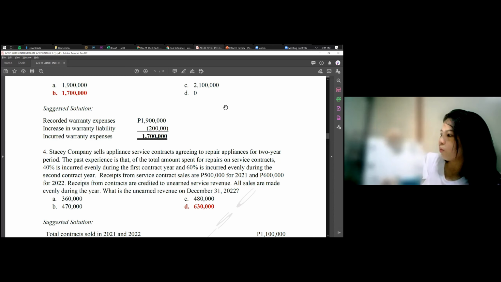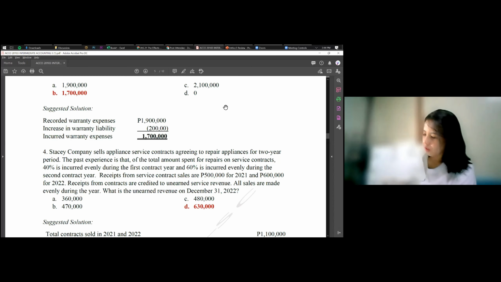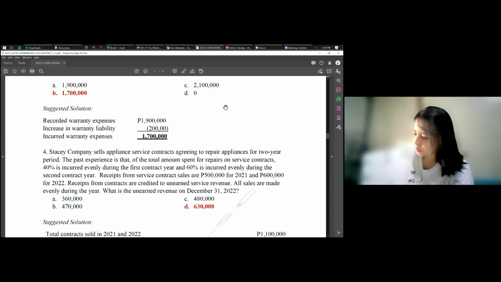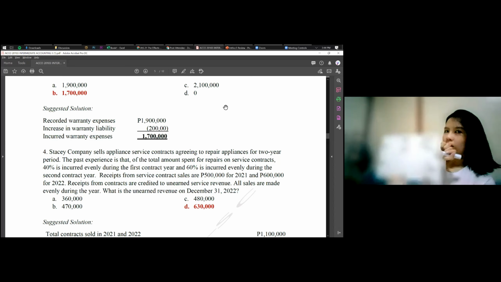This is your earned portion. For 2022, you apply that as well based on the first year percentage and first year sales. So you just copy this and you'll get 100,000 as well. But for the second percentage, it says 60% na, so the story changes. It becomes 500,000 times 60% times 1/2. So that's 150,000. This is the second half of 2022.